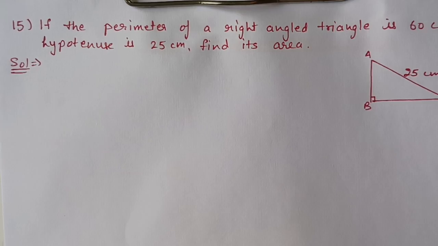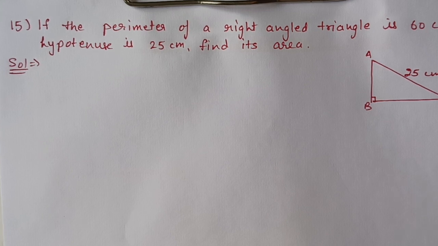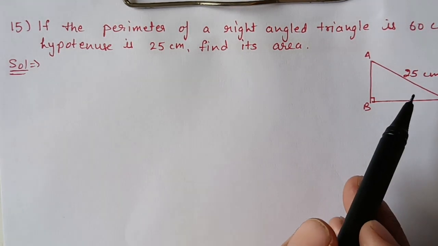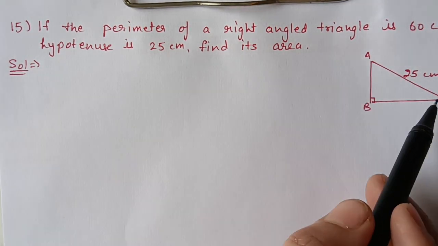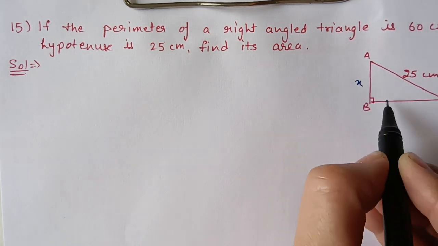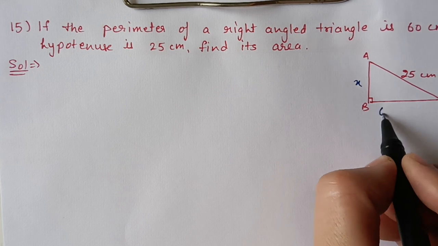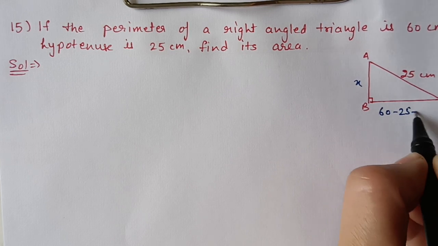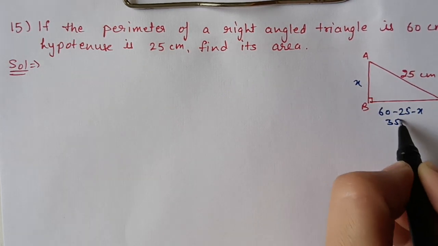Next question number 15. If the perimeter of a right angle triangle is 60 centimeter and the hypotenuse is 25 centimeter, find its area. So perimeter is given and hypotenuse is given. So I have taken the hypotenuse as 25. If one side I will take as x, then another side will be 60 minus 25 minus x, means 35 minus x.